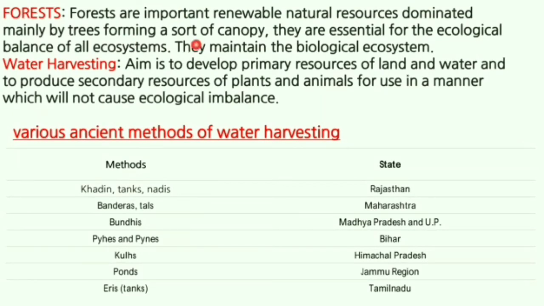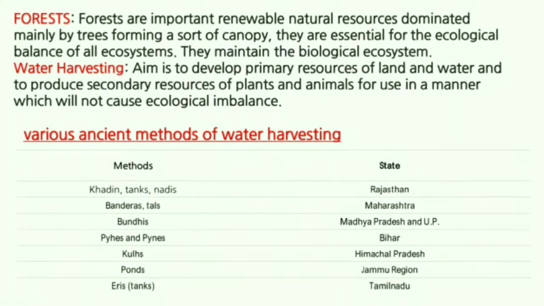Forests. Forests are important renewable natural resources dominated mainly by trees, forming a sort of canopy. They are essential for the ecological balance of all ecosystems. They maintain the biological ecosystem. Water harvesting. Its aim is to develop primary resources of land and water and to produce secondary resources of plants and animals for use in a manner which will not cause any ecological imbalance.